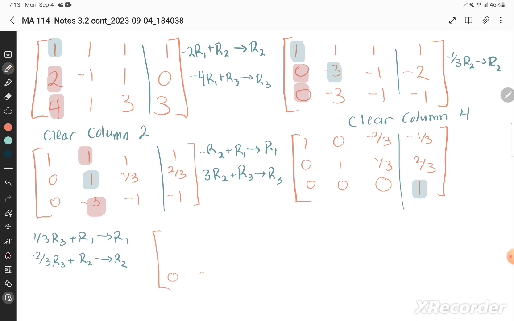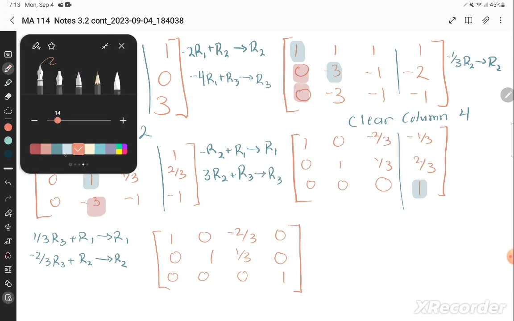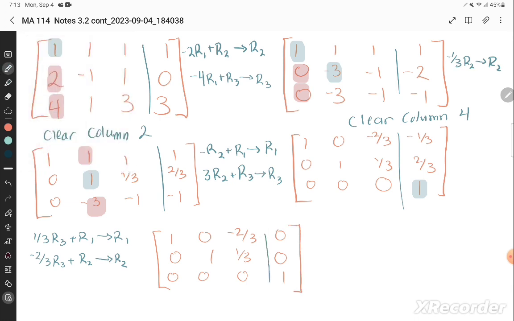My bottom row stays the same, 0, 0, 0, 1. But here, my first row is going to be 1, 0, negative 2/3, 0. And then my second row is going to be 0, 1, 1/3, 0. Now, we'll first recognize that this is now in row reduced echelon form.